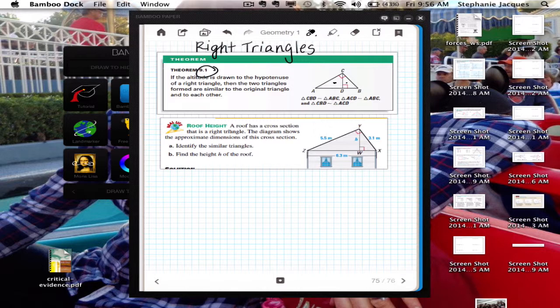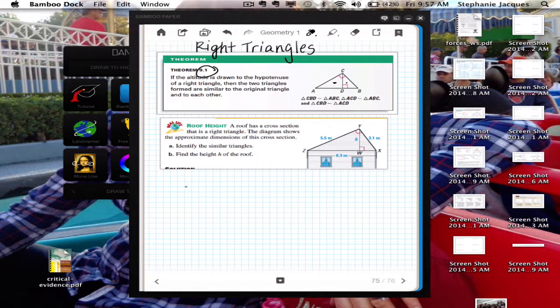A roof has a cross section that is a right triangle. So we have angle Y right there as the right angle. The diagram shows the approximate dimensions of the cross section. So we have 5.5 meters, 3.1 meters, and 6.3 meters. And we have an H for height because we don't know what that is. They want us to identify the similar triangles. The best way to do that for me is to draw them out and break them apart because it's kind of hard to see them when they're combined.